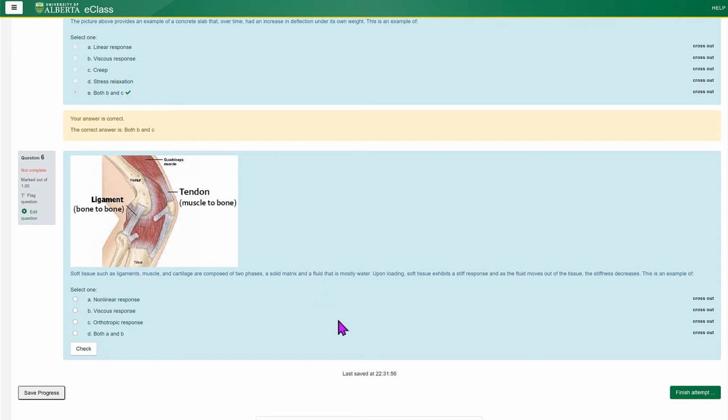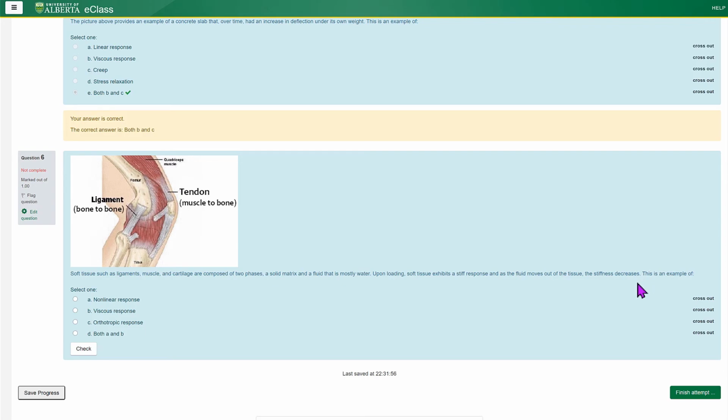So it says soft tissue, such as ligaments, muscle, and cartilage, are composed of two phases. And even when it says ligaments, I don't even know what those are. And it says a solid matrix and a fluid that is mostly water. So all that stuff is bio. I don't really have any idea what it means, but here's what I do know. So it says upon loading, soft tissue exhibits a stiff response, and as the fluid moves out, the stiffness decreases.